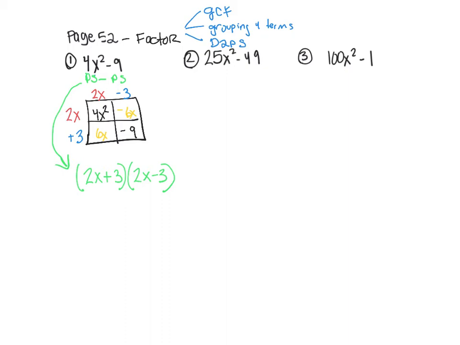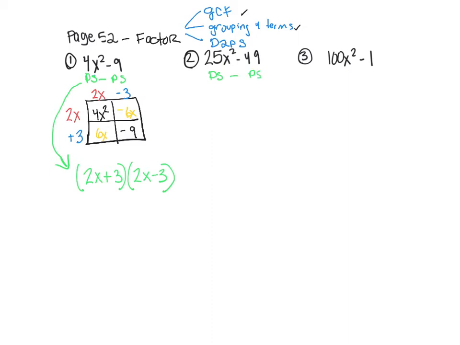I always look and say, well, start with, is there a greatest common factor? 25x squared minus 49, there is not. So that's out. Grouping, it doesn't have four terms, that's out. So I'm going to look for, is it a difference of two perfect squares? So what I'm asking myself is, is this a perfect square? Is this a minus sign? And is this a perfect square?